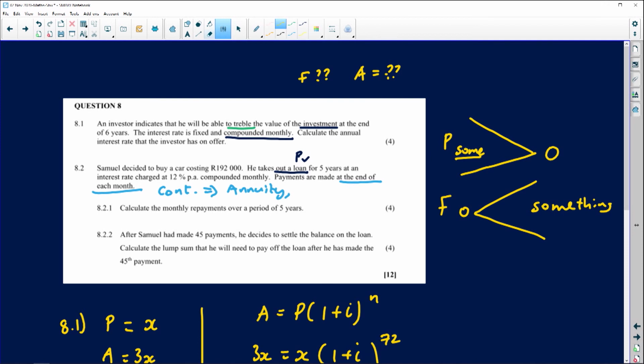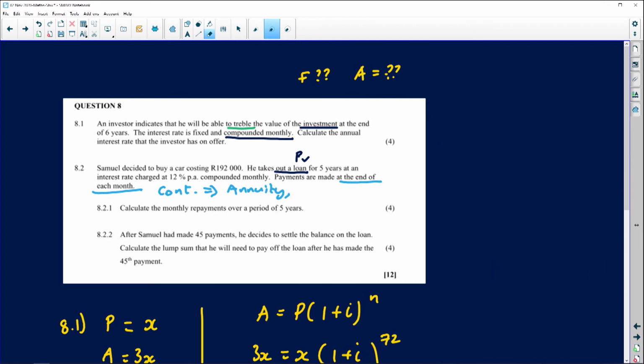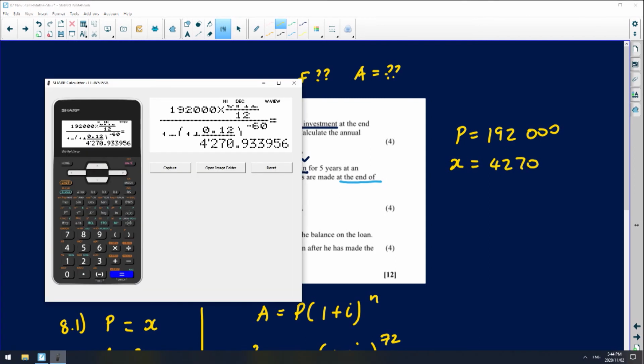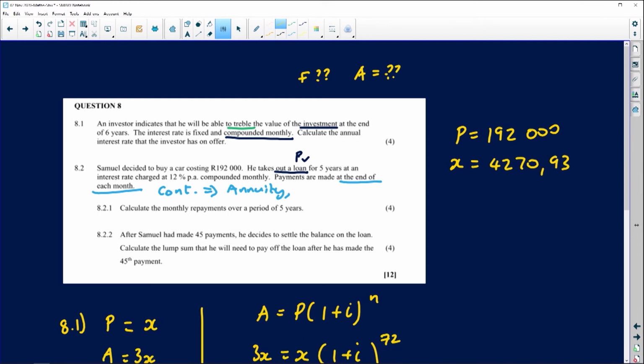So let's discuss the analysis of what is happening with Simon and his situation here. The original agreement is we are giving Simon an amount of 192,000. The agreement is that he's going to pay us 4,270.93. So this is the agreement. He will pay us this amount every month, and he's going to do this for a period of 5 years times 12, which is going to be 60 payments in total. This is the agreement. If he does this successfully, he will fully repay us this loan.